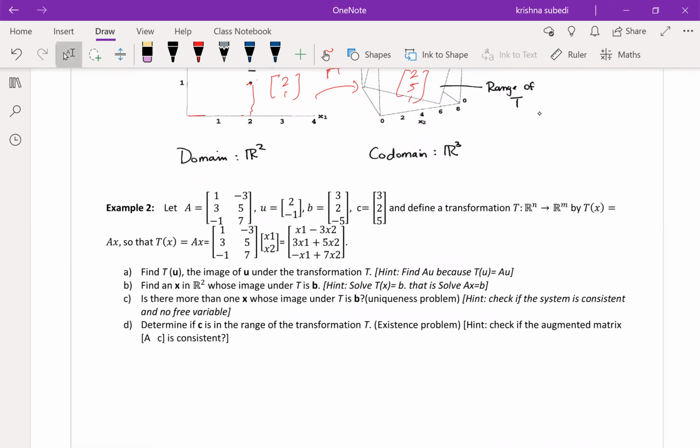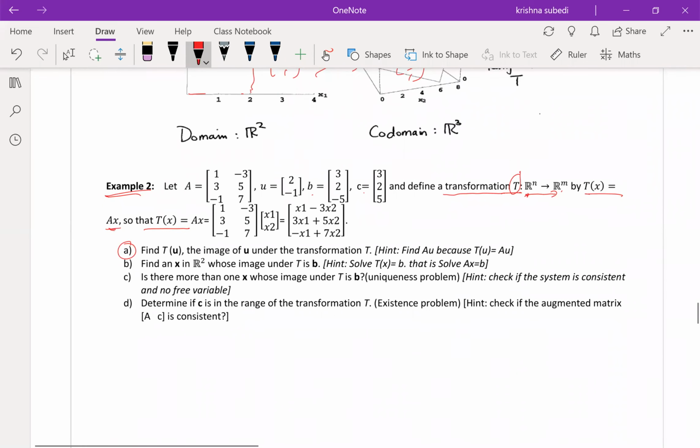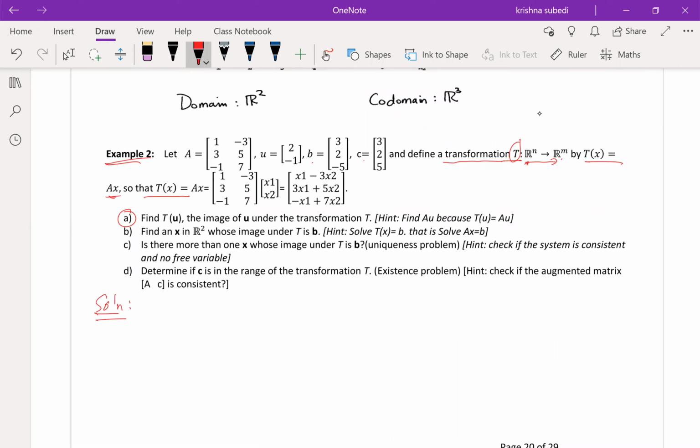Now let's practice a few more questions. Example 2: we are given a matrix, a vector U, a vector B, and a vector C, three vectors. The transformation is defined this way. What this function does is any point in Rn will transform into Rm by this rule, T of X equals A of X. Now, part A, find T of U. Remember, T of X is defined by A of X, so T of U is defined by AU. This is how it is defined.